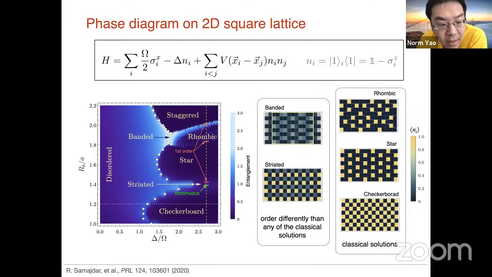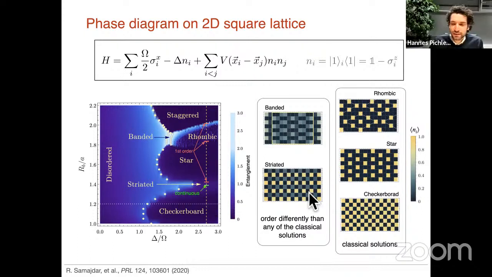Great. And Francisco Machado has a question. He wonders, for the phase diagram on the square lattice, are any of the ordered phases strongly entangled? And are all of the phase transitions expected to be second order and continuous? Or can one imagine that some of them should actually be first order phase transitions?